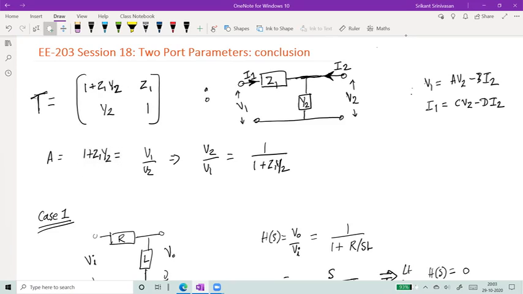And we had defined A as the ratio of V1 divided by V2. V1 is at the input and V2 is at the output. In this particular case, we can call one of the ports the input and the other the output because we are specifically talking about transmission parameters. Now, because A is equal to V1 over V2 and it is given by 1 plus Z1 Y2, therefore the voltage gain V2 divided by V1 is equal to 1 by 1 plus Z1 Y2.